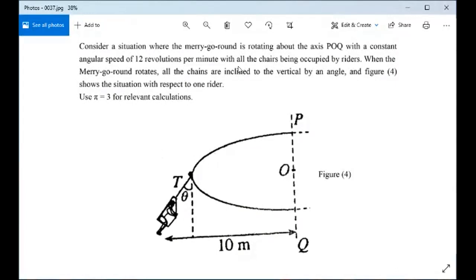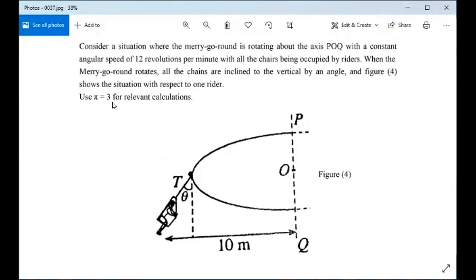When all the chairs are occupied by riders and the merry-go-round rotates, all the chains are inclined to the vertical by an angle, and figure 4 shows the situation with respect to one rider. So when it is rotated, the chain and the rider make an angle of theta degrees with the vertical. Can you see this? And a 10 meter distance is there. Use pi equals 3 for relevant calculations.